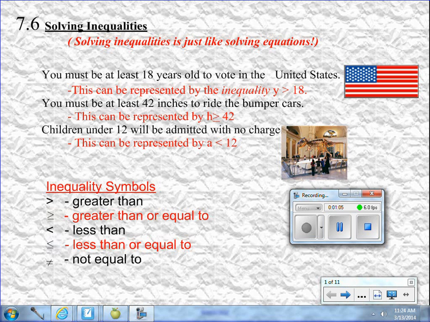In our next section, it has examples of inequality symbols. You have greater than, less than, greater than or equal to, less than or equal to, and then not equal to. These are five examples of inequality symbols that we're going to be using in this lesson.